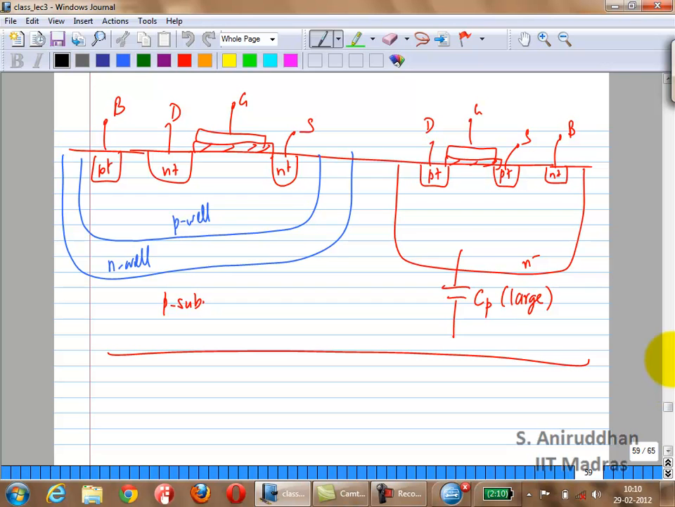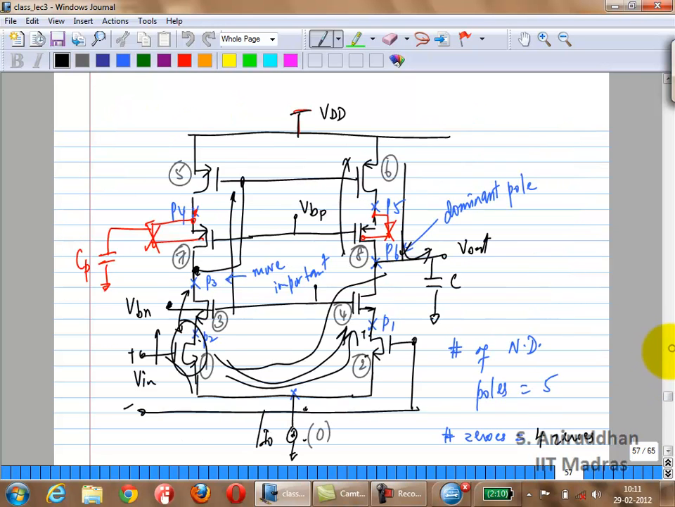Okay, so yesterday's class, we looked at the telescopic op-amp. We looked at the overall data sheet, right? We looked at the gain, the DC gain, the unity gain frequency, the pole, non-dominant poles, the number of poles at least, and so on. So today we'll do the same thing for the folded cascode op-amp.